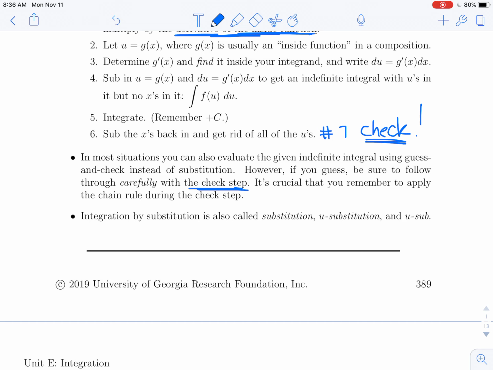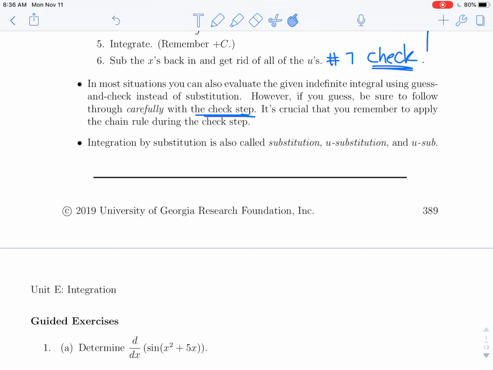Integration by substitution is also called substitution, U-substitution, and U-sub. So if you hear somebody referring to any of those in your future life, know that they all mean the same thing. They all mean integration by substitution.